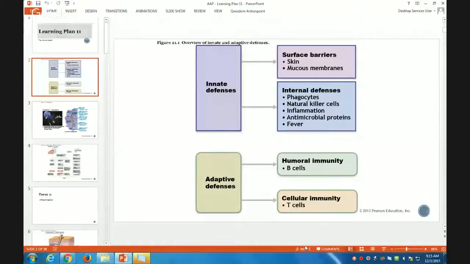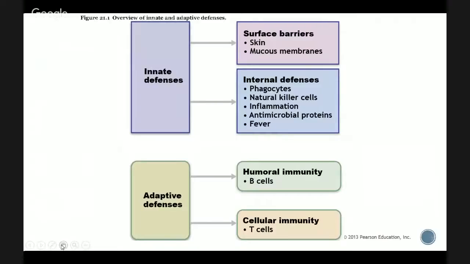So if we start off looking at a really nice picture that's actually in your book, it's this picture right here, and it gives us a breakdown of what we're going to be talking about today. If we look first at this picture up here, we have what are called surface barriers. These are intact structures that provide our body with protection.